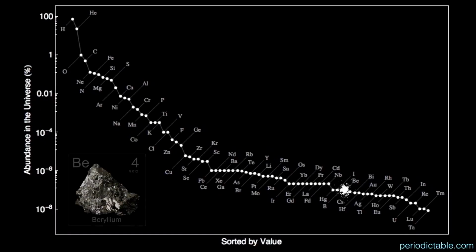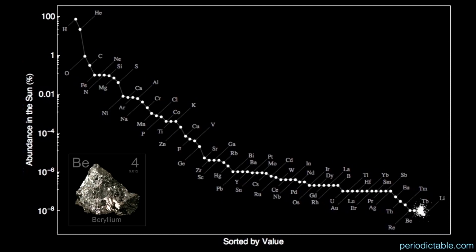Even though beryllium is the 4th element in the table, it's pretty rare, coming in as the 65th most abundant element in the universe by mass, only 1 part per billion. It's 1/10 as abundant in the Sun. It's the 73rd most abundant element at 1 part per 10 billion. Only lithium is less abundant in our star.